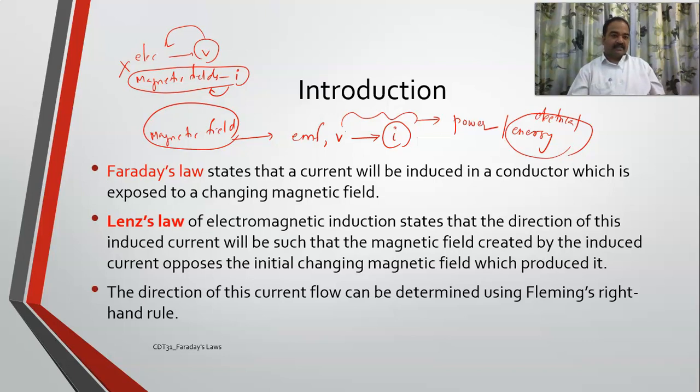So moving ahead, first of all, let's stick to the statement of Faraday's laws. Then we will see how we can apply them for our electrical engineering. Faraday's law states that a current will be induced in a conductor which is exposed to a changing magnetic field. See, this word is more important: changing magnetic fields. And there is one more law which supports this concept of generation of electrical energy. We call it Lenz's law, which states that the direction of this induced current will be such that the magnetic field created by the induced current opposes the initial cause of it.